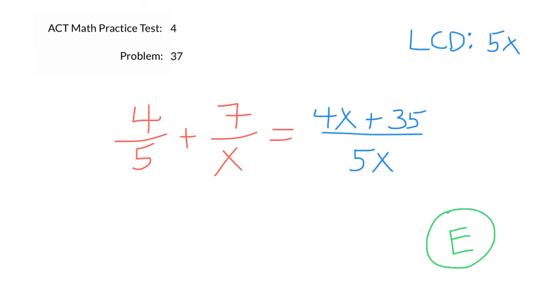So here's some practice before we move on. Add these right now and see what you get. Go ahead, pause the video right now. Add it up, see what you get. And I'm going to give you the answer soon, so pause the video.